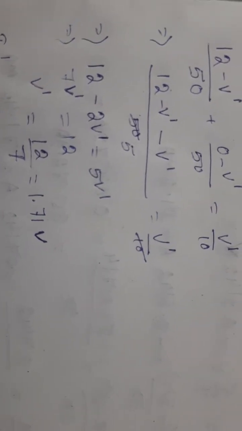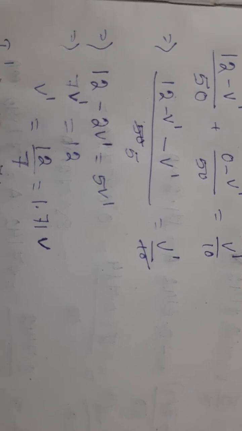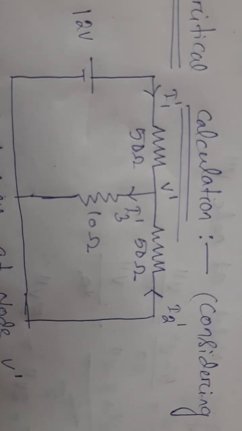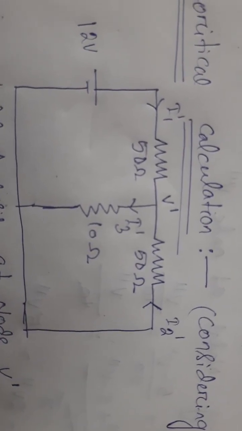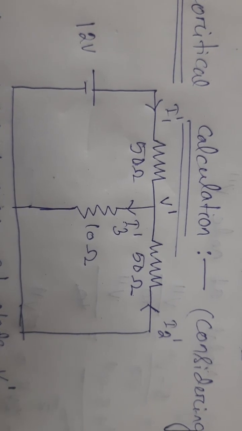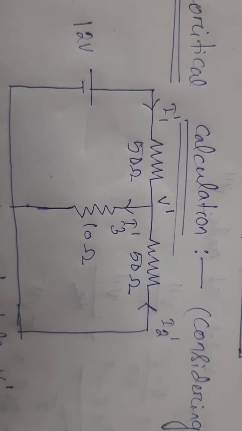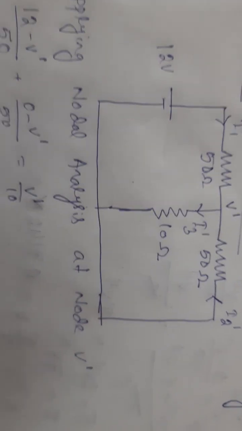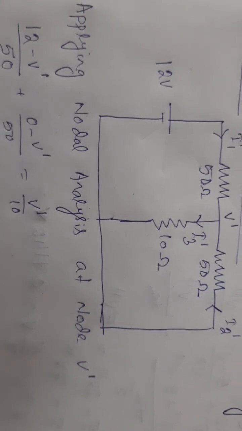We are taking this voltage as V dash because we are considering the 12 volt source only. So now you can see the equations: I1 dash is equal to (12 minus V dash) by 50 ohm, I2 dash is equal to (0 minus V dash) by 50, and I3 dash is equal to V dash by 10.